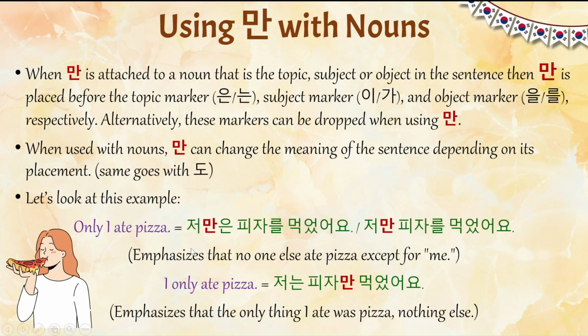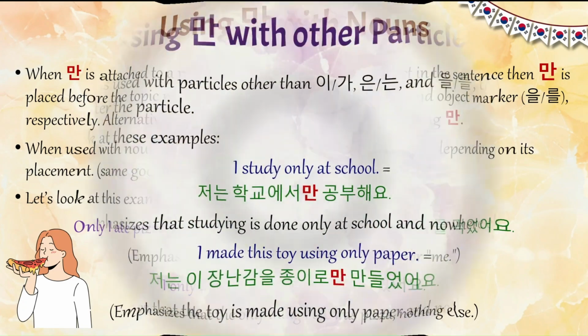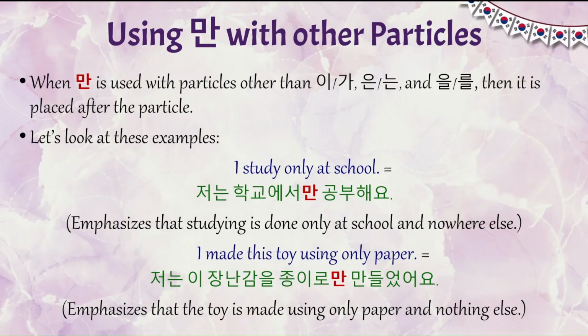In the first example sentence, you placed man with I. The meaning of the sentence was different. And then in the second one, you placed man with pizza. The meaning changed. So this is the role of man in a sentence. The position of man determines the meaning, the logic of the sentence. Okay? All right. Now let's move ahead and see how to use man with other particles.